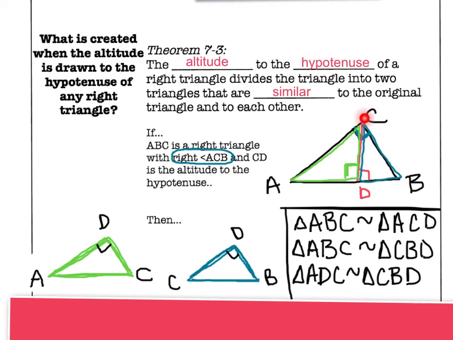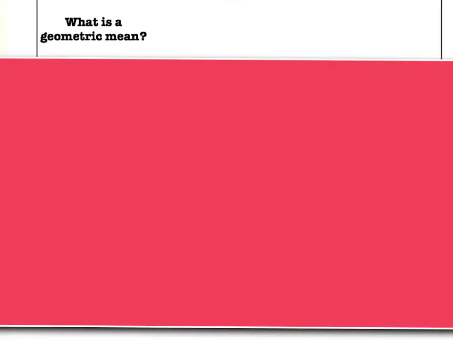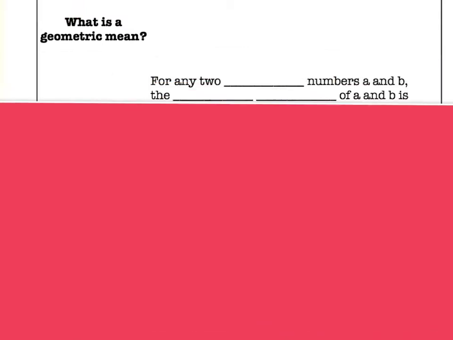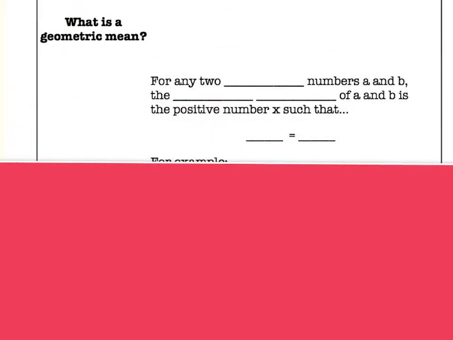Our next question is, what is a geometric mean? For any two positive numbers a and b, the geometric mean of a and b is the positive number x such that a over x is equal to x over b.